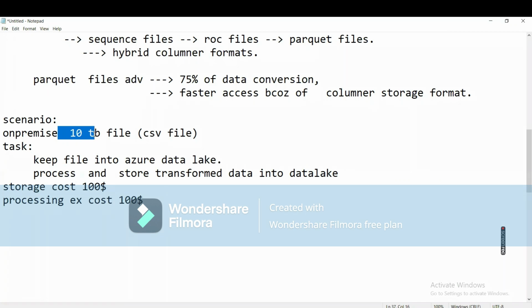Suppose Azure is charging $10 for 1 TB. For 10 TB, $100 is the cost. Now, if at the time of loading into the data lake, my ADF is able to convert that into Parquet, what is my storage cost then? 2.5 TB, only $25.